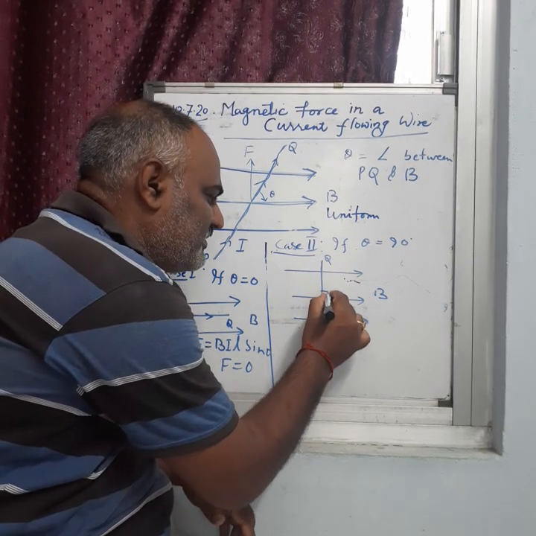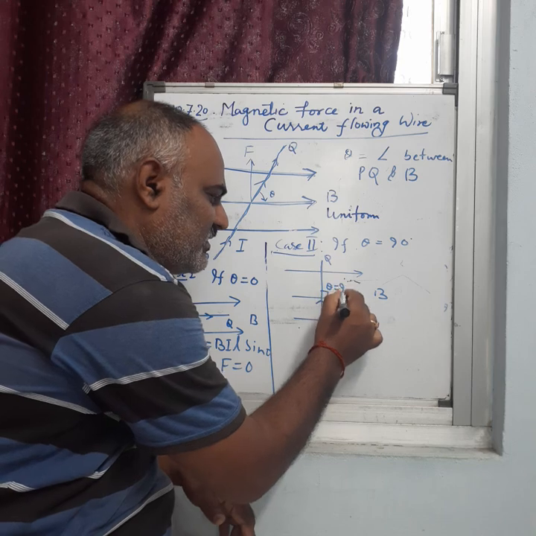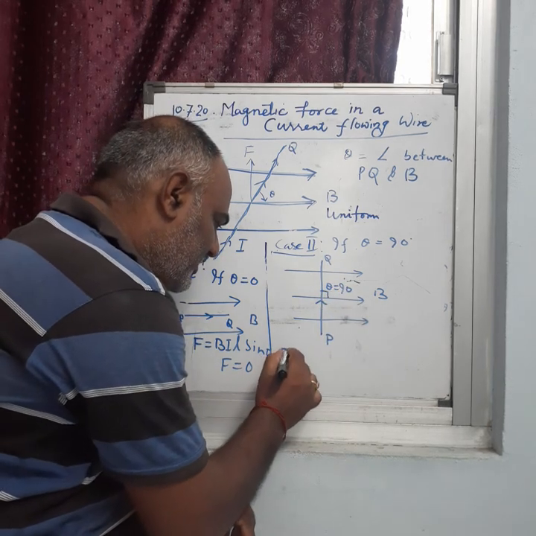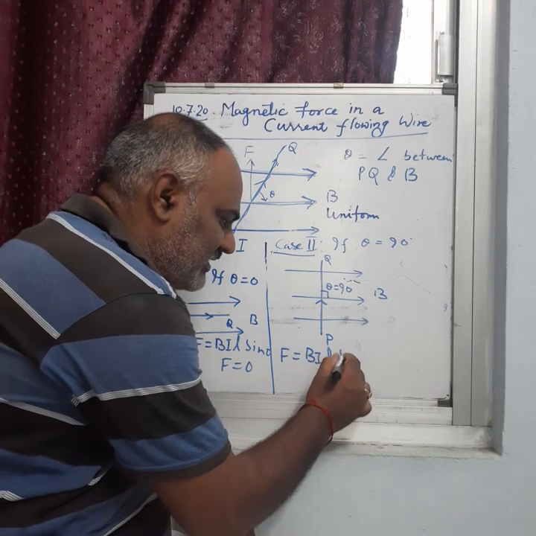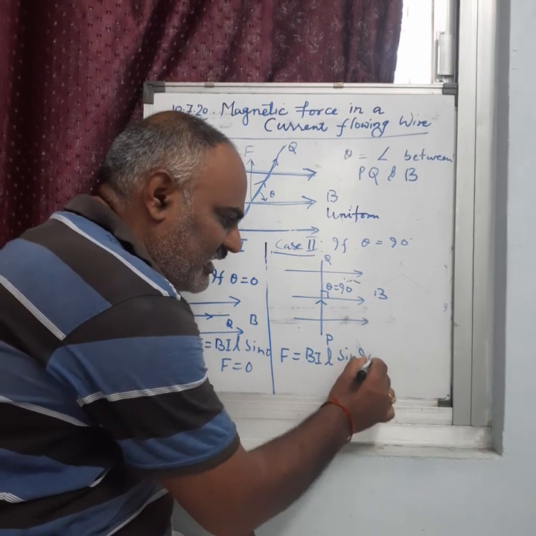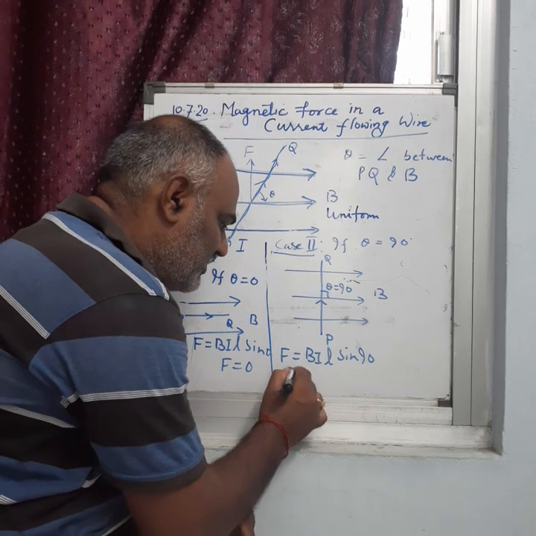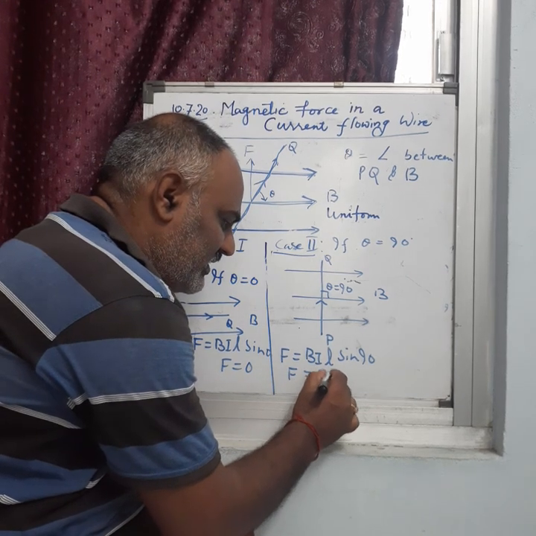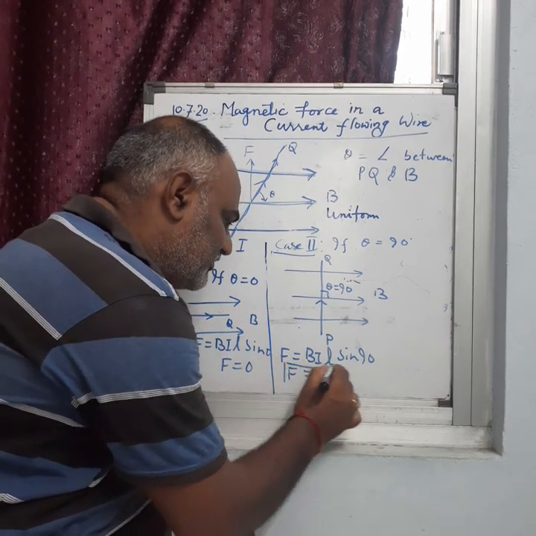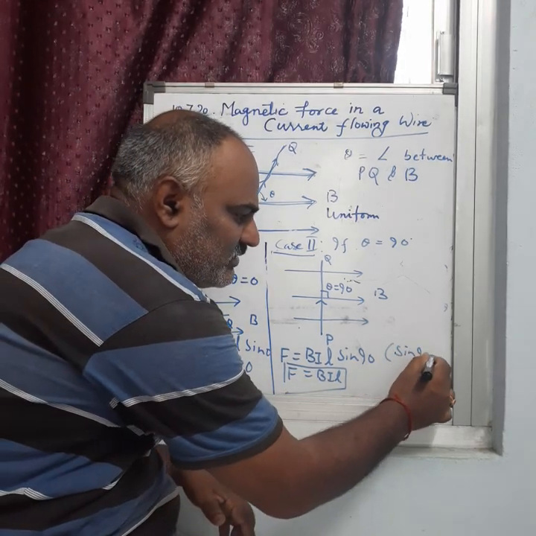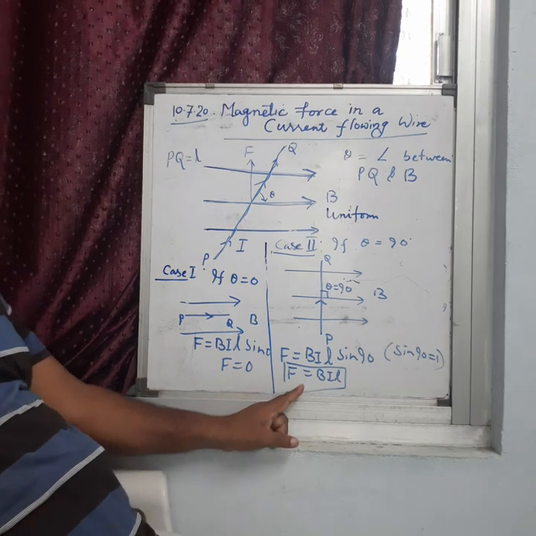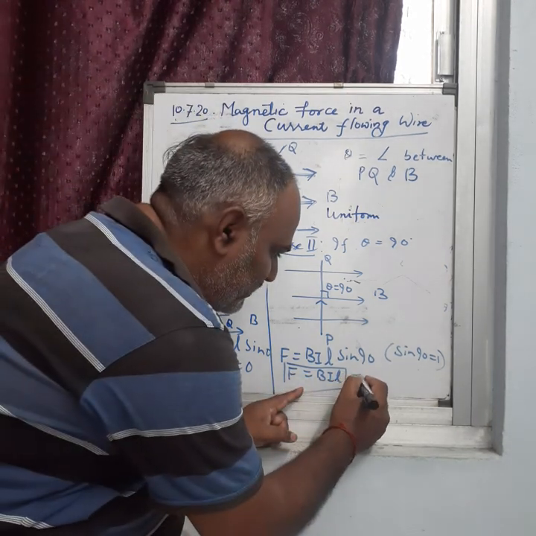Then what happens here? Theta is 90. In this case, the force F equals BIL sine 90. What is the value of sine 90? Sine 90 is 1. So F equals BIL. This is the maximum force. Why? Because sine 90 becomes 1. So here the force is not 0, but this force is maximum.